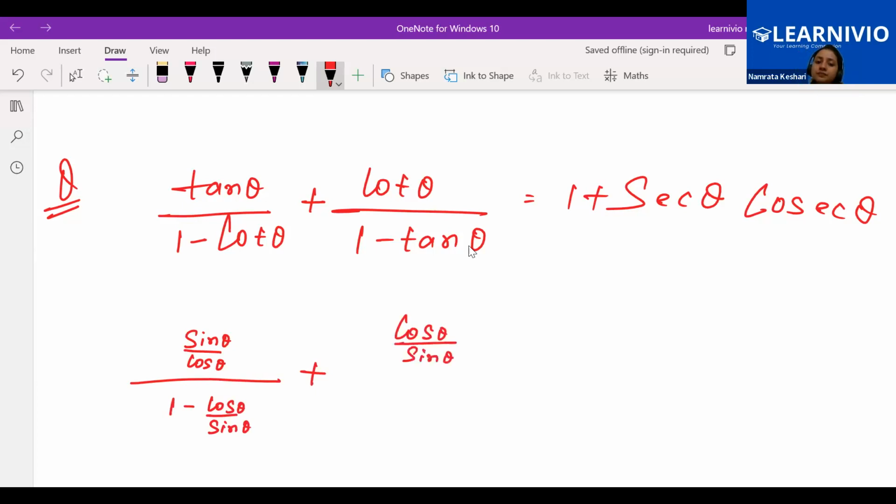Ma'am, but cot theta, why can't we change it to 1 by tan theta? Okay, if you want to convert cot as 1 by tan, Aisha, converting everything in sine and cos will make more sense. If we are converting this tan in sine and cos, it is better to convert cot also in sine and cos.